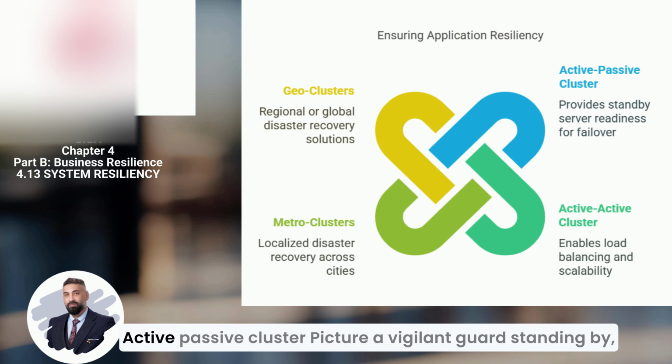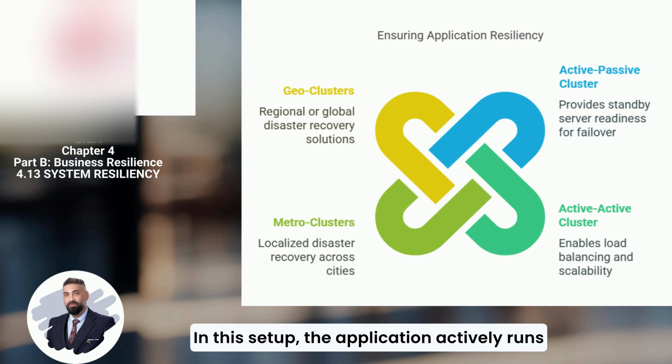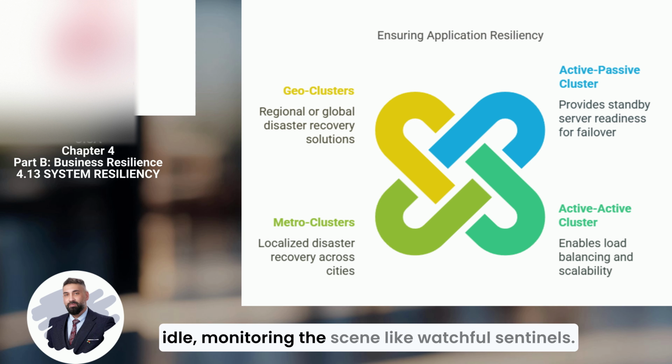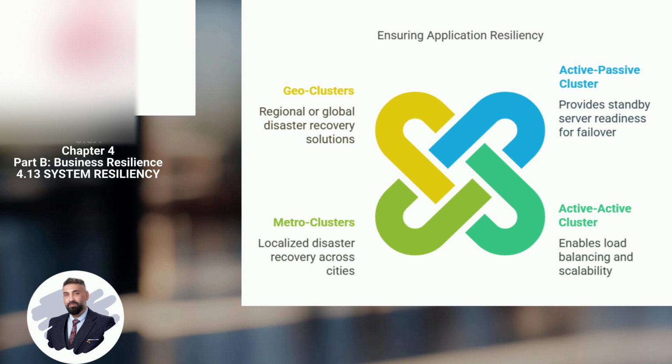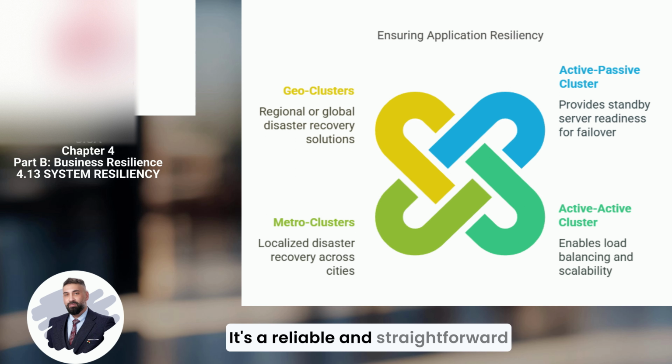1. Active-passive cluster. Picture a vigilant guard standing by, ready to take over whenever something goes wrong. In this setup, the application actively runs on one server, while backup servers remain idle, monitoring the scene like watchful sentinels. If the active server fails, the cluster agent quickly restarts the application on one of the passive servers. Importantly, this type of cluster doesn't require the application to have any special configurations. It's a reliable and straightforward method to ensure availability.